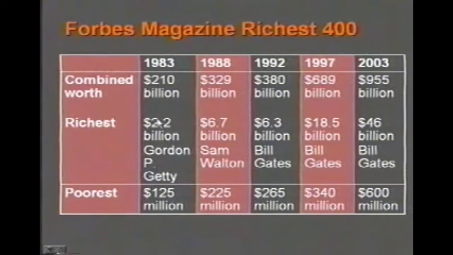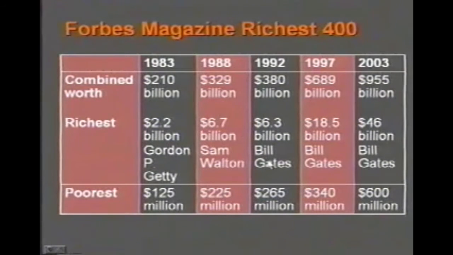I can tell you when we look at these increases here, the rate of inflation has not increased as dramatically as the wealth of the richest 400 here. The richest person in 1983 was an oil magnate, Gordon Peter Getty. A few years later, Sam Walton. And then finally in 1992, and for the last 10 years, Bill Gates, the owner of Microsoft Corporation, has been at the top of being the richest person in the United States.